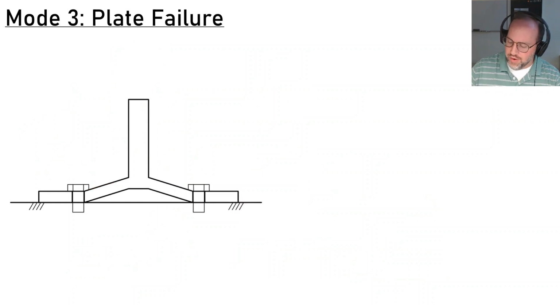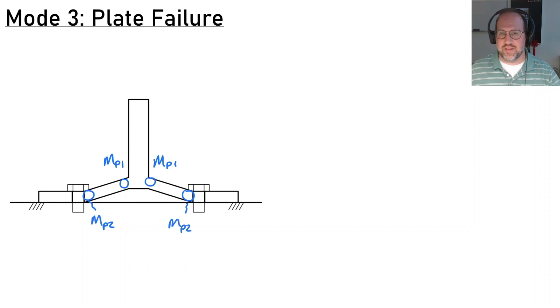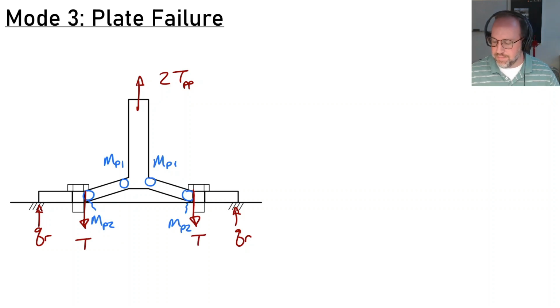Now let's look at our plate failure load. For the plate failure load, we're going to have 4 hinges, and 2 of these have MP1, and the other 2 are going to have MP2. MP2 is going to be slightly less than MP1, and it's accounting for the fact that there's going to be a hole in that section, so we're reducing our plastic moment capacity at that particular location. Our applied load up here is going to be 2 times TPP, which is our plate prying equation. And this is going to be QR, our prying force on both sides. And the bolt force, once again, we're going to put it at the edge of that bolt line.